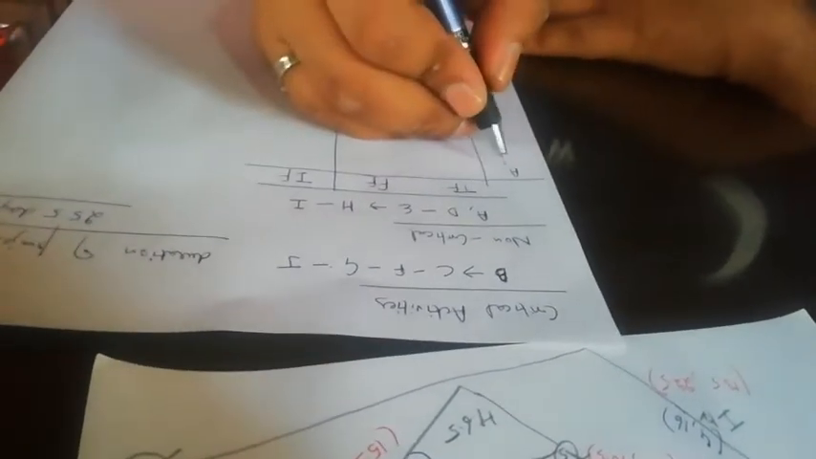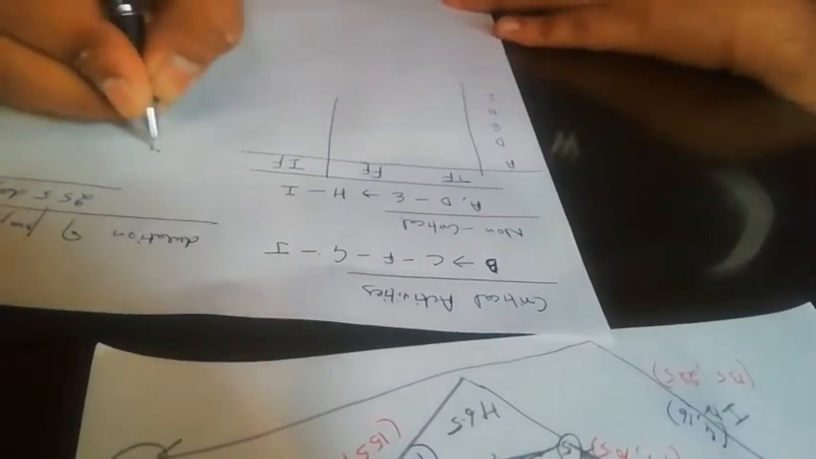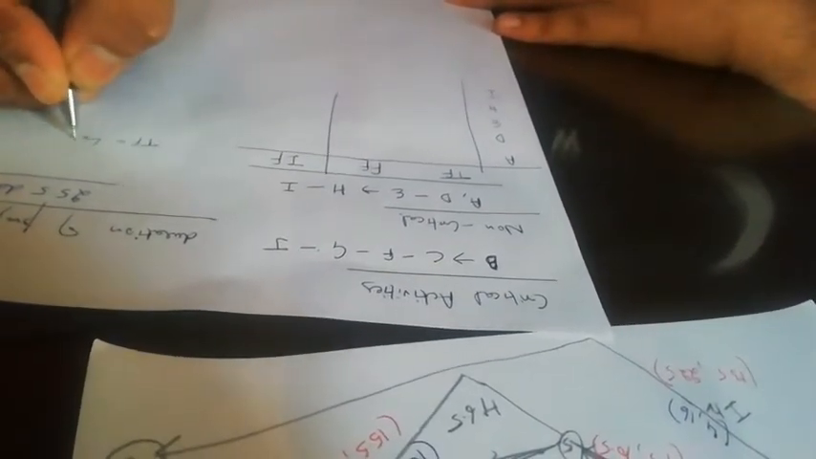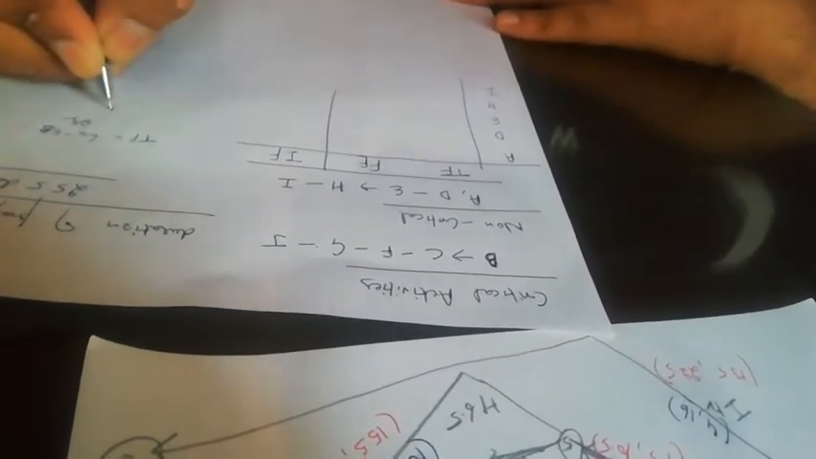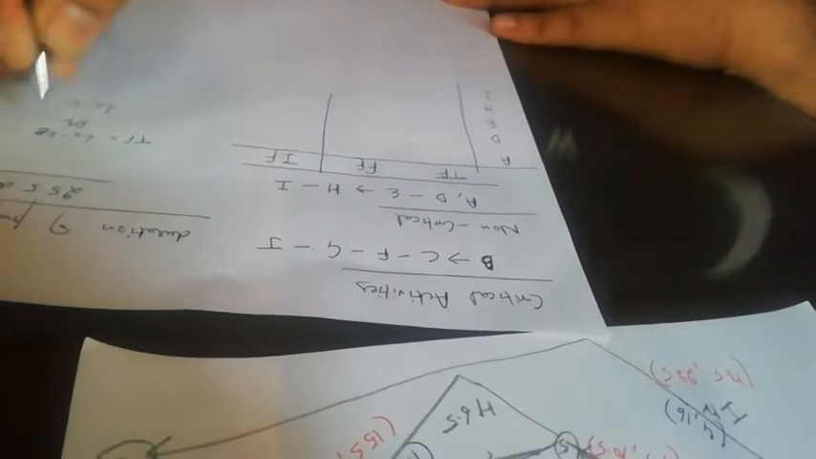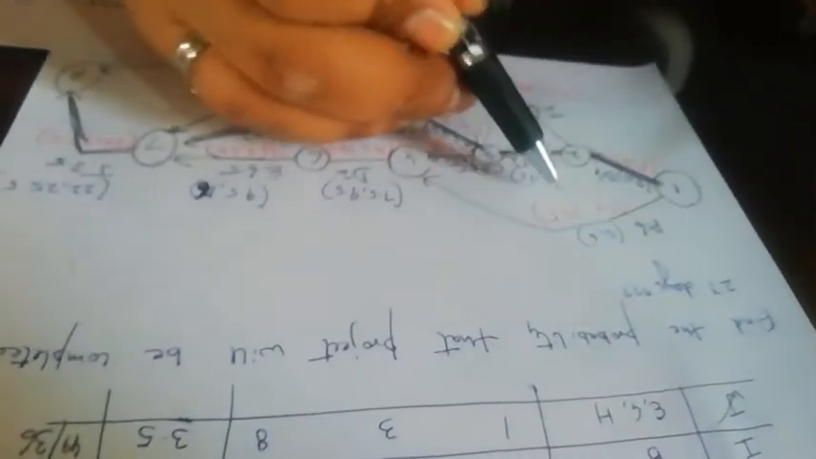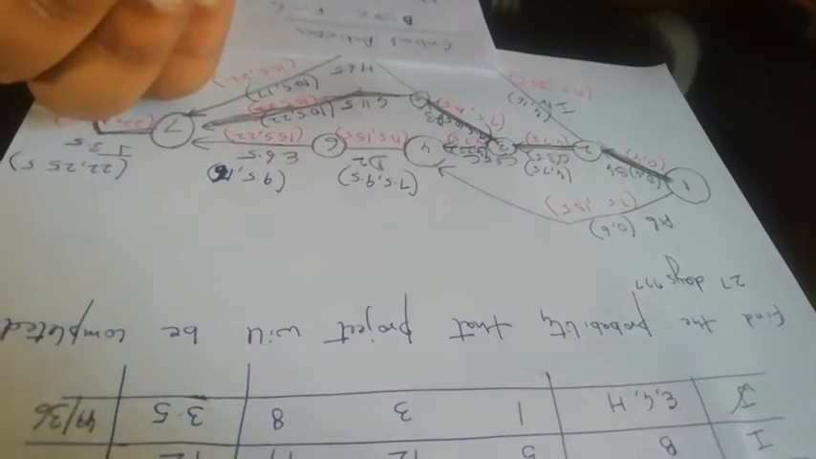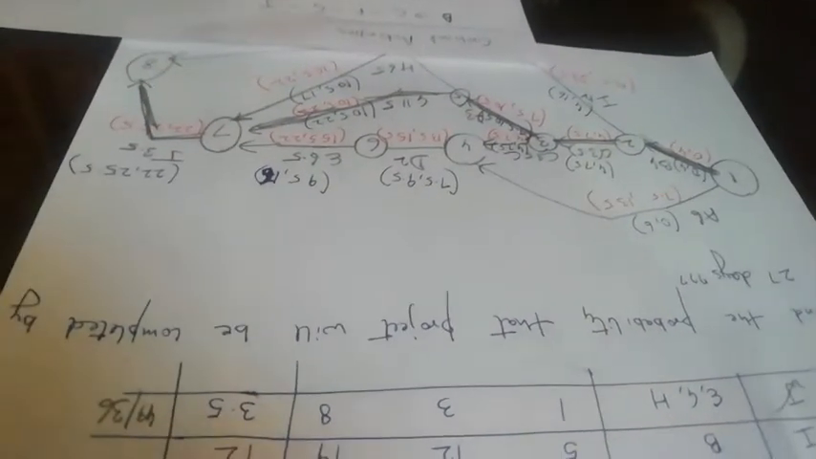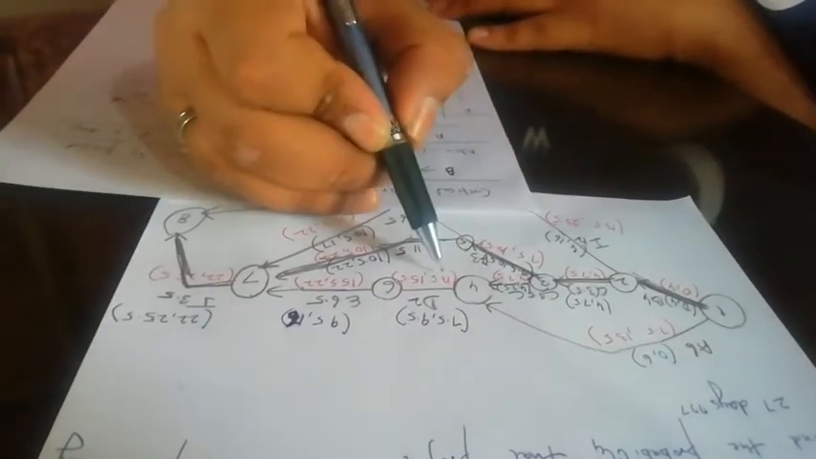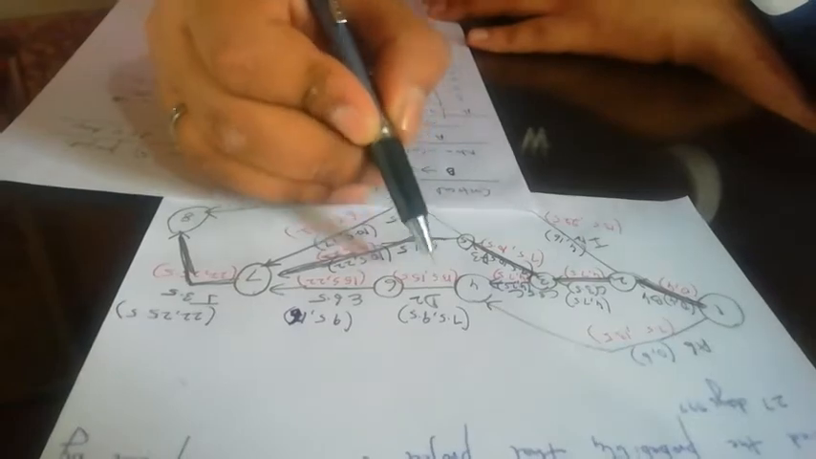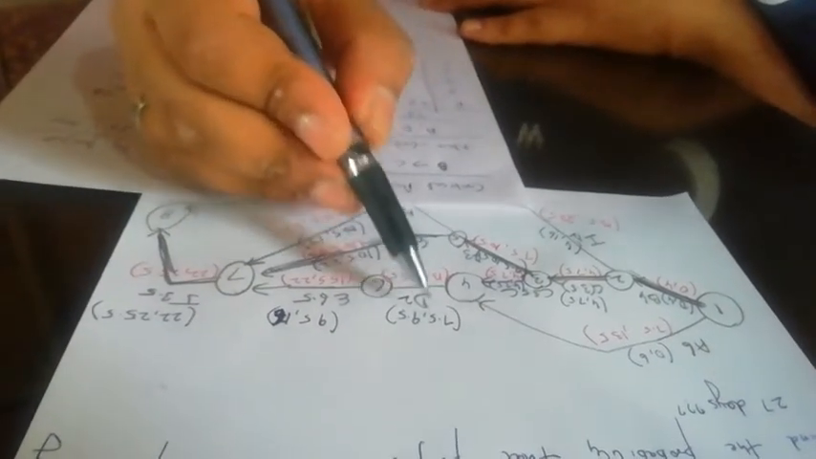So first for A, the total float can be calculated by, total float is equal to latest start minus early start, or latest finish minus early finish. You can calculate either way. So for A, 7.5 minus 0 or 13.5 minus 6. So it comes out to be 7.5. So total float is 7.5 for A. For D it is 13.5 minus 7.5. So it comes out to be 6.